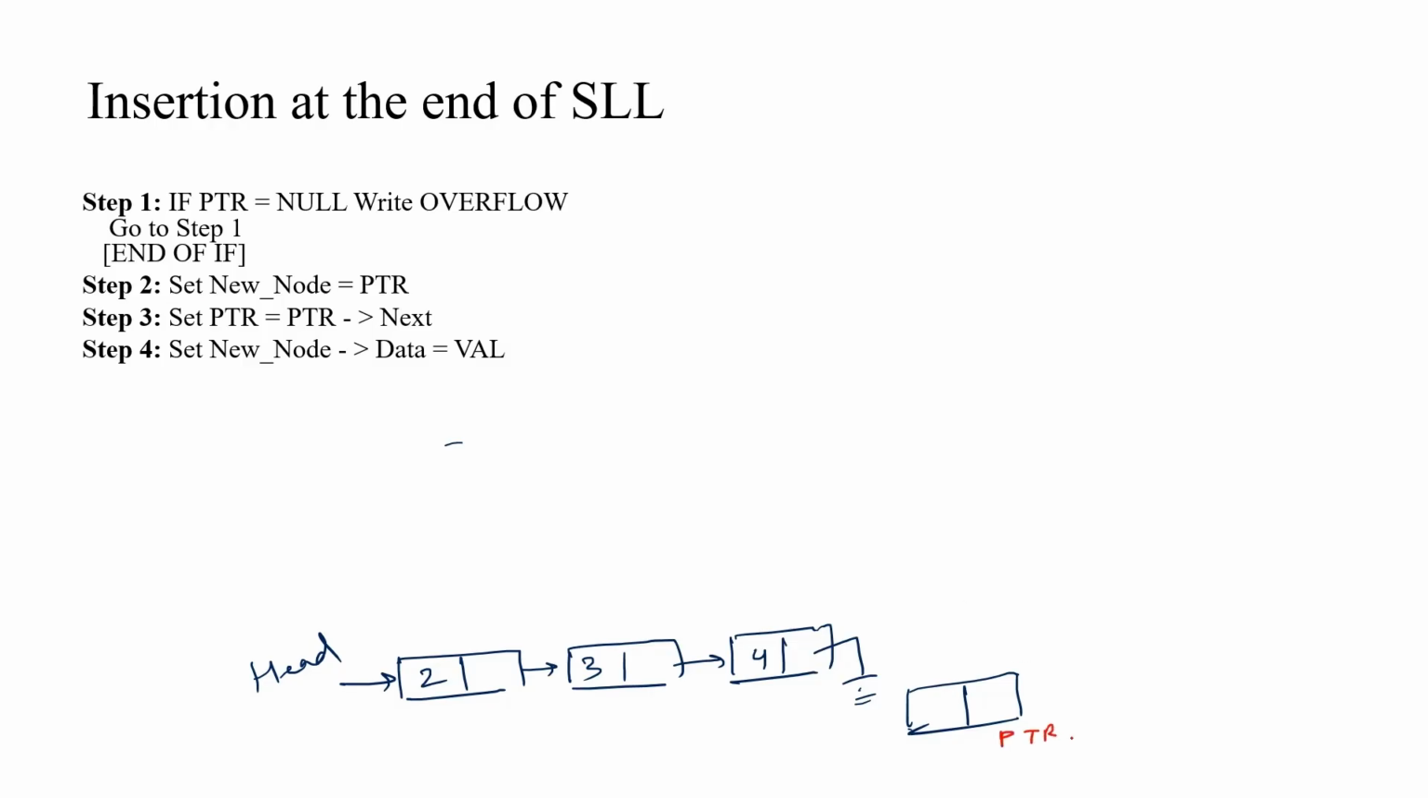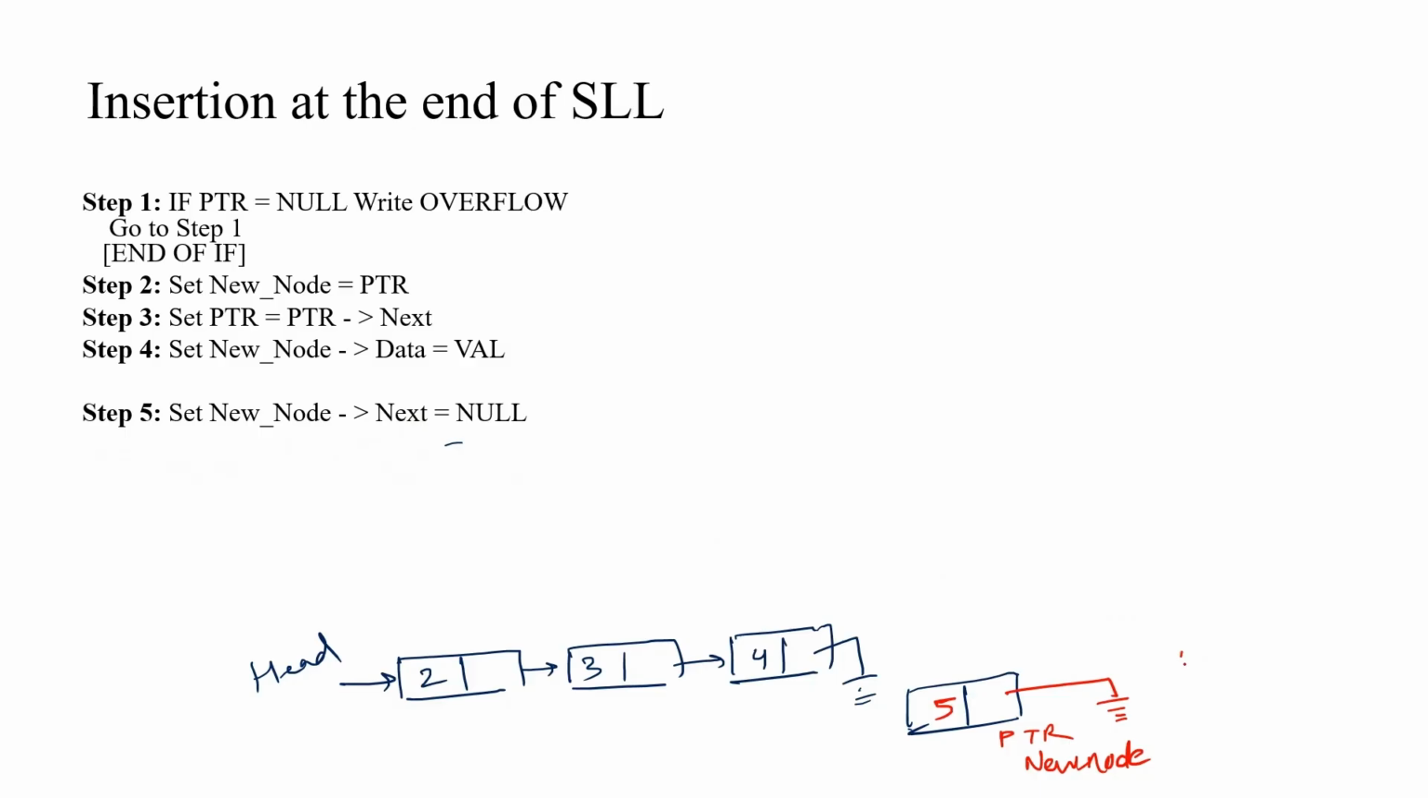This PTR I have given the name new node. So this is the name of this node: new node. Then I'm going to insert some value here, that is new node to data is equal to value in step number 4. Then, if this is the last node, then we have to write 5 to next is equal to null. And 5 to next means the new node to next is equal to null. So step number 5 is set new node to next is equal to null.